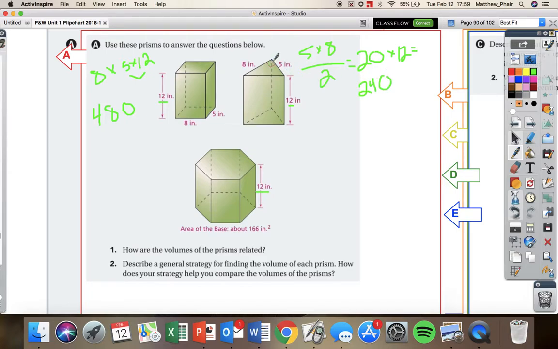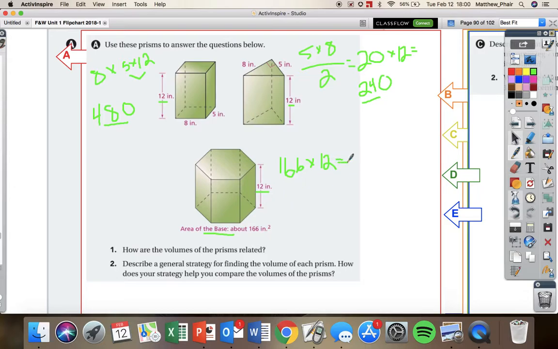We should see that because the triangle is half of this square over here, then the area of the base should be half, and the volume is also half. So we move on down here. It gives me the area of the base because we don't know how to calculate this, and that's okay. But I do know to find volume, I take the area of the base, so I take 166 times the height of that right there.